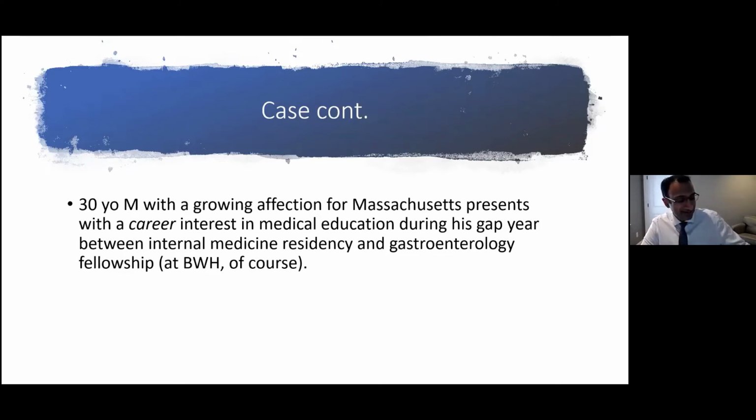So we're now at 30 years old. And at this point, growing affection for Massachusetts. I've been here for a while since undergrad, med school. You can see there's a trend of me not actually leaving the institution. And now it's clear that I have a career interest in medical education. And I've graduated residency, and we're about to, my wife and I, take this gap year between finishing residency and starting fellowship. Myself in GI at the Brigham, my wife in pulmonary and critical care at the BEI and MGH.